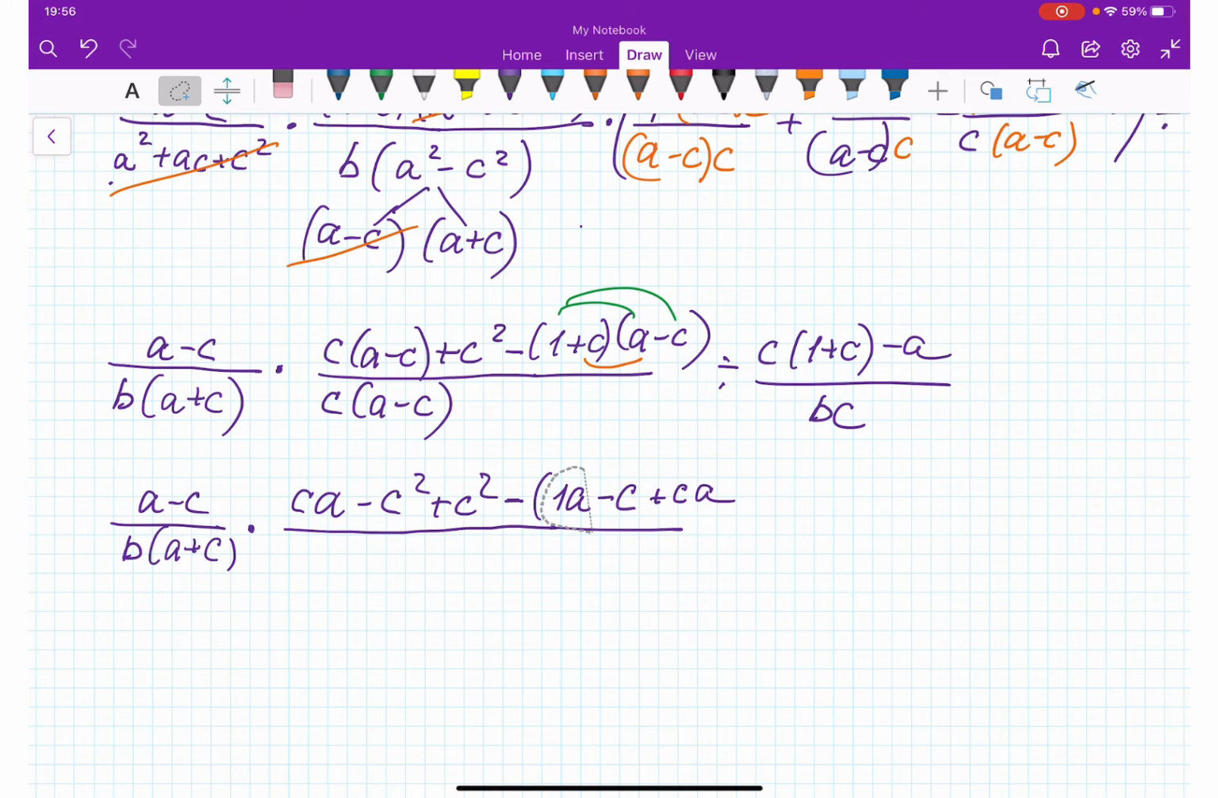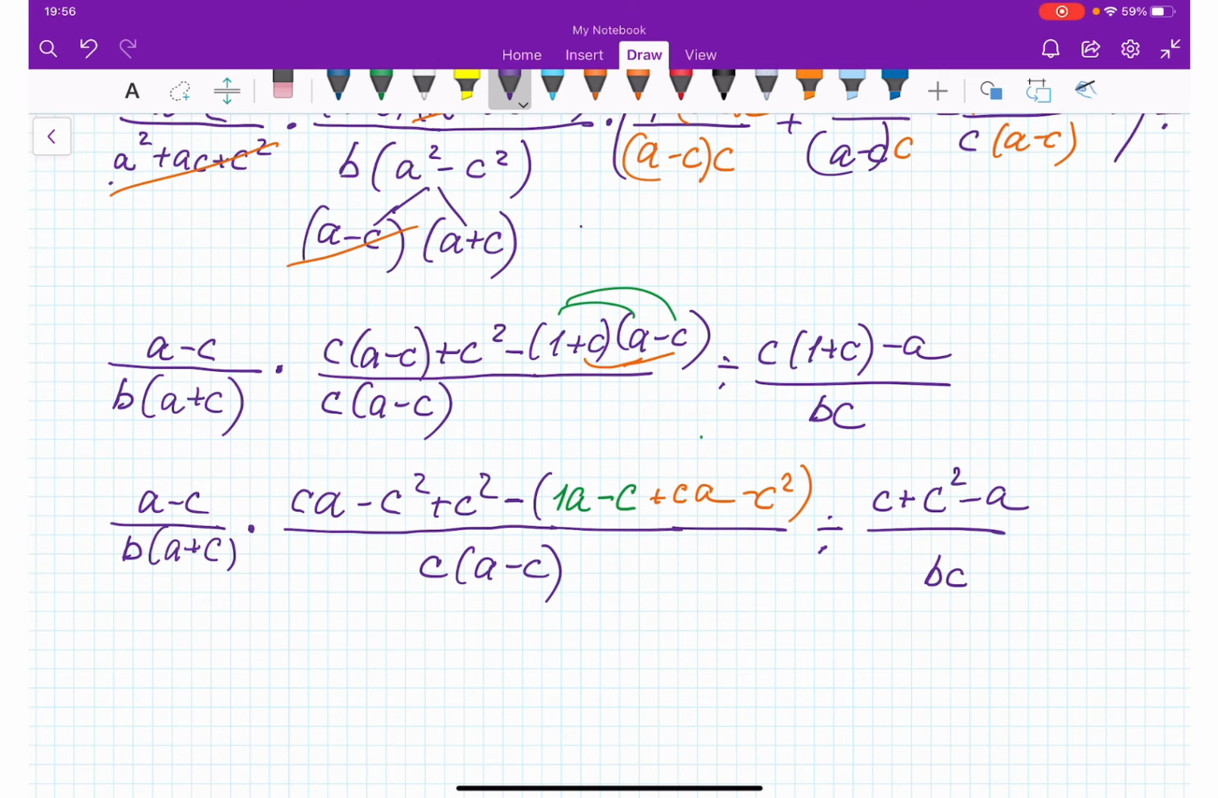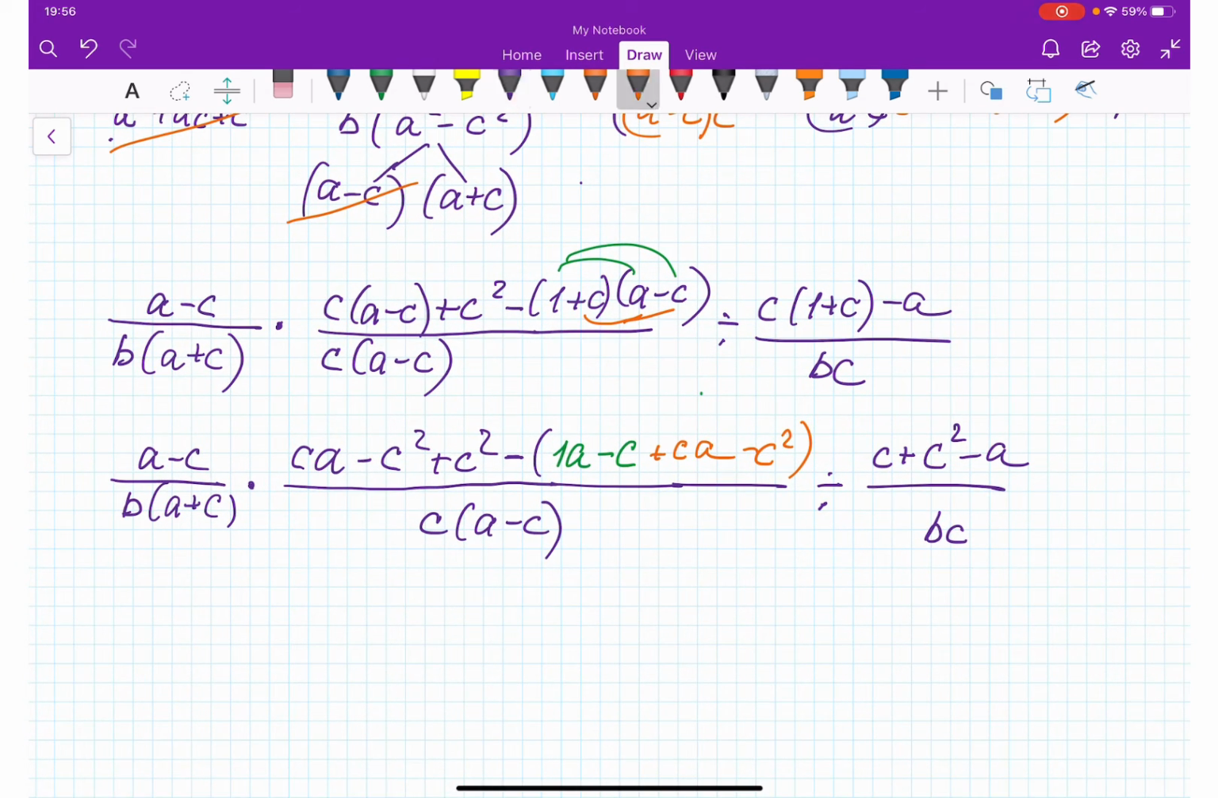I can change the color so you will know which multiplication belongs to which. And this one also. And then c times negative c, it's going to be minus c squared. Yes? Underneath we have c times a minus c, and divided by, here also I'm opening, c times 1 is c, and c times c is c squared minus a over bc. Okay, what do we have here?